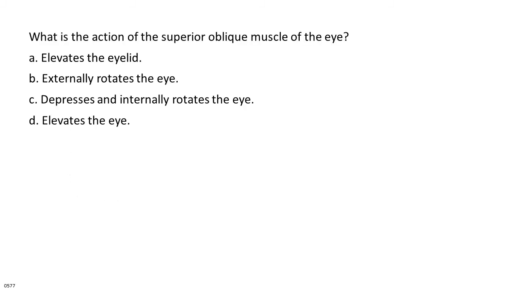What is the action of the superior oblique muscle of the eye? A. Elevates the eyelid. B. Externally rotates the eye. C. Depresses and internally rotates the eye. D. Elevates the eye.